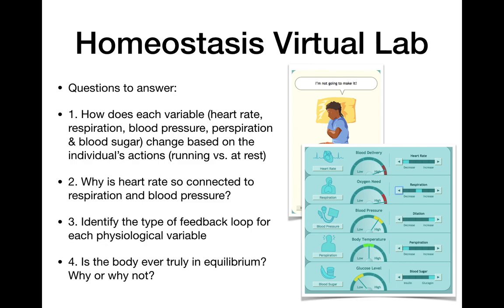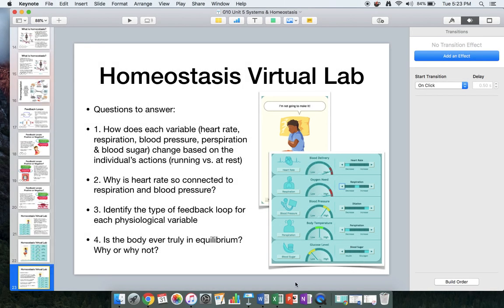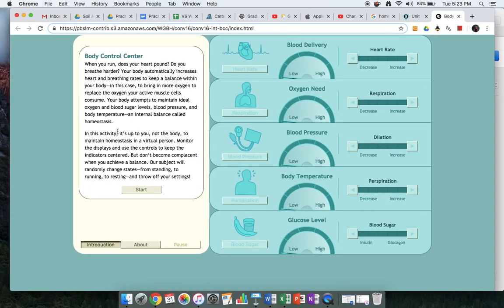Okay, so here are the 4 questions you have to answer. How does each variable, which would be heart rate, respiration, blood pressure, perspiration, and blood sugar, change based on the individual's actions? So running versus at rest, the 2 options here. Only 2, running versus if they're resting. Why is heart rate so connected to respiration and blood pressure? Identify the type of feedback loop for each physiological variable, and is the body ever truly in equilibrium? Why or why not?